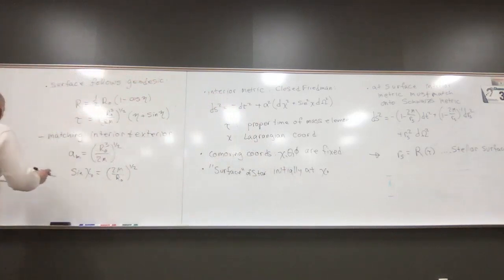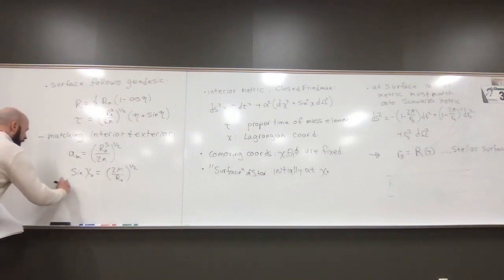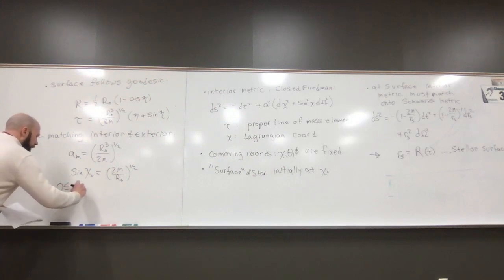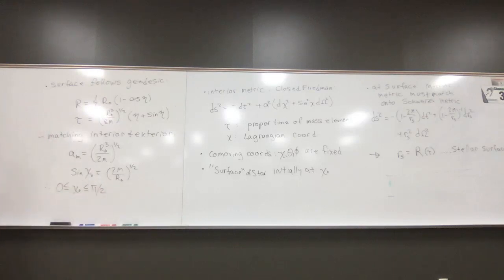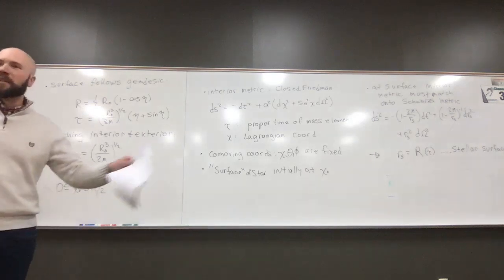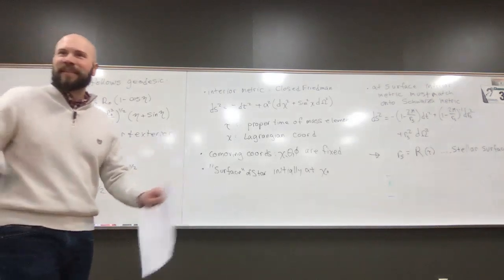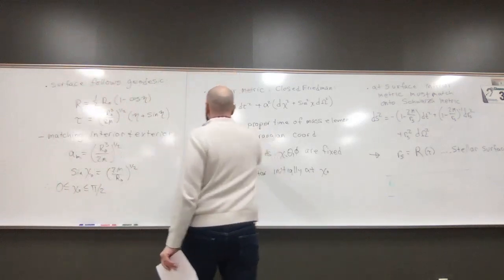This immediately gives me some bounds on chi naught. Can you intuit what they are, if you're following along closely enough? It kind of comes from that sine function. 0 less than chi naught less than pi over 2. Just varying that, unless we have like a bouncing universe, it just keeps going. Go back to cosmology.